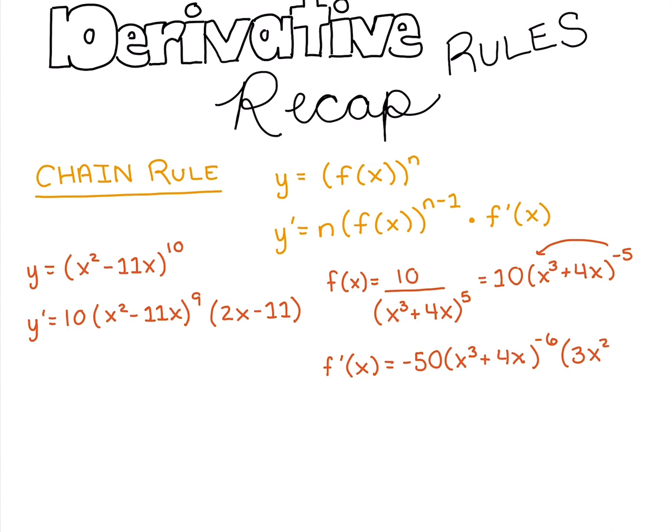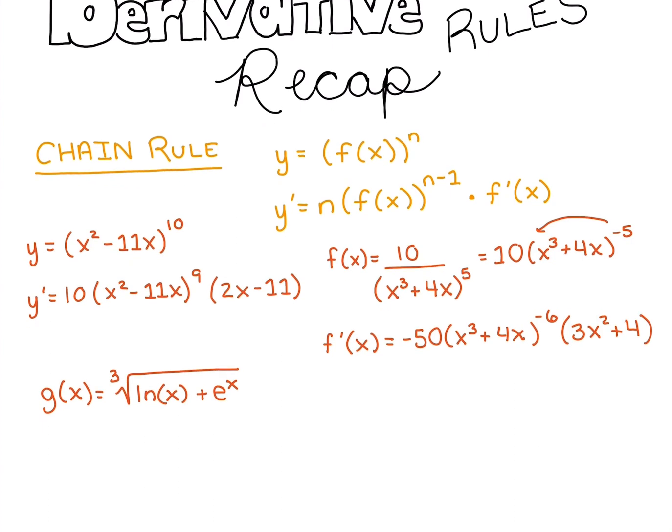So derivative of x cubed is 3x squared. Derivative of 4x is 4. So bring down the power, subtract 1 for the new power, multiply by the derivative of the inside. So it might be x to a positive power. If it's a fraction, it's x to a negative power. And then another way that it can look is if we have x to a fractional power. So say you have the third root of the natural log of x plus e to the x. You have something besides just x to a power. And this time it doesn't really look like a power because it's under a root.